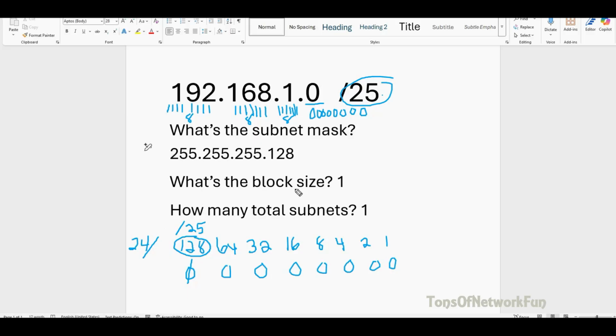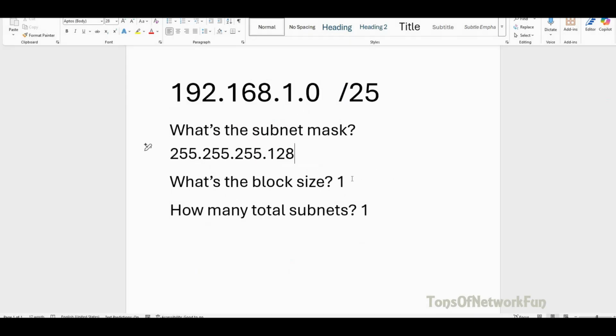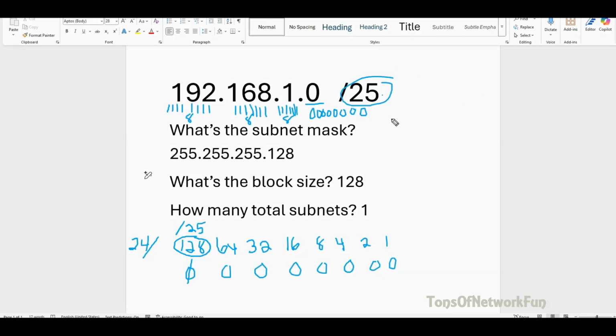What's the block size? Again, that's the same as the subnet mask: 128. Now, how many total subnets? The formula here is 2 to the number of bits borrowed. This is always going to be the formula for the total subnets. Here we only borrowed 1 bit, so 2 to the 1 equals 2. So we get a total of 2 subnets.